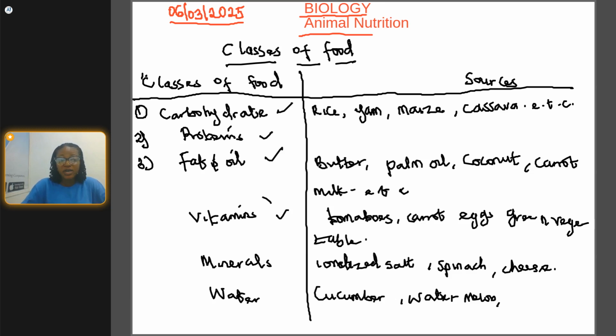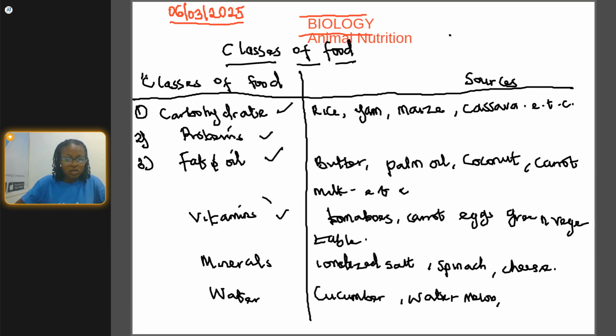We have different types of vitamins. We have vitamin A, vitamin K, vitamin D, vitamin E, vitamin C. All these vitamins are very essential for body growth. They have their own functions. If your body is lacking vitamins, it can cause what we call scurvy.